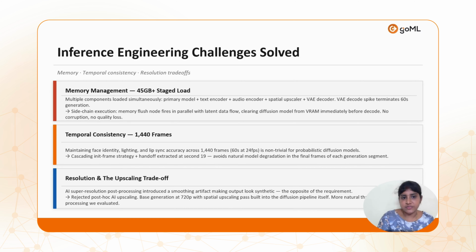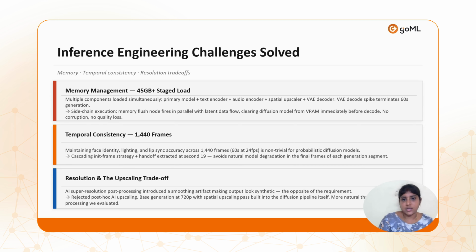Let's talk about the inference engineering challenges we faced and how we solved them. Nobody talks about it. The first one is memory management. So at inference time, we're actually loading the primary model, the text encoder, audio encoder, spatial upscaler, and VAE, which accumulates over 45 GB of staged memory. Now our solution was a sidechain execution. A memory flush node fires in parallel with the latent data flow, clearing the diffusion model from VRAM right before decode begins. Now this leaves the latent tensor untouched.